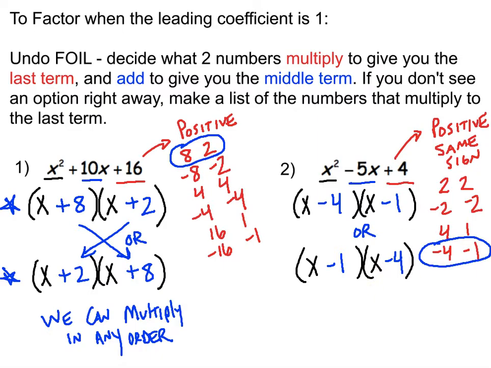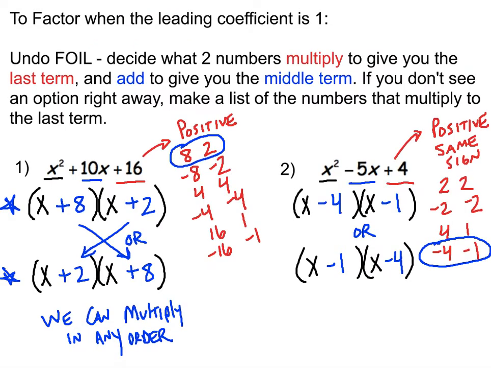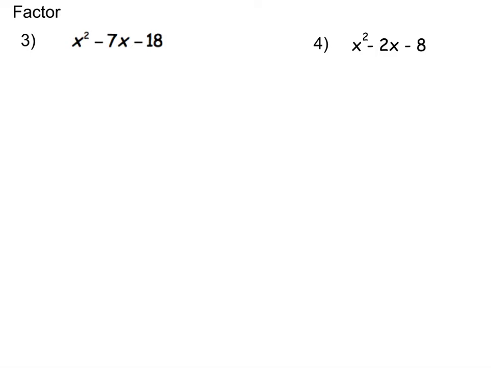Okay, next one. Okay, and I'm going to try to keep with my color coding. So we're going to start with red. So I need two things that multiply to negative 18. Now it's a negative, so what that means is they are going to have different signs. I'm going to take a positive times a negative.